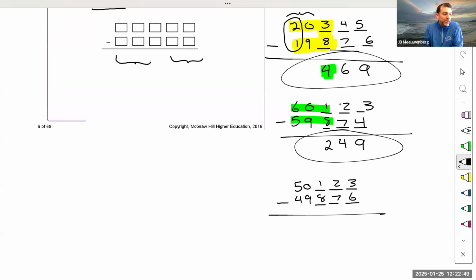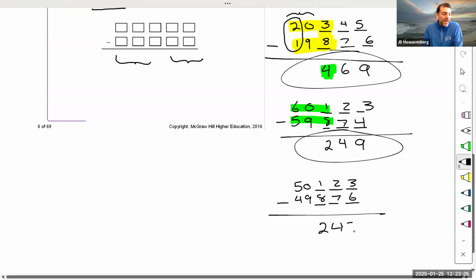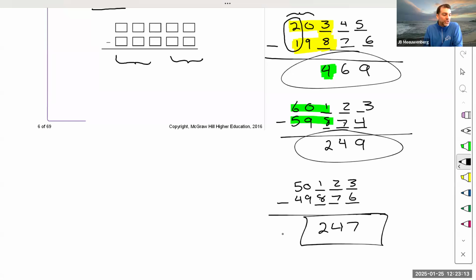And immediately I compared it to this, and I thought, okay, I've still got my 1, 2, 3, but now instead of 8, 7, 4, I have 8, 7, 6, which moves these two a little bit closer together, which is going to lead to a smaller difference. When we subtract that, we get 247, and that is the smallest possible difference using those 5 numbers without having them repeat once. So 247.